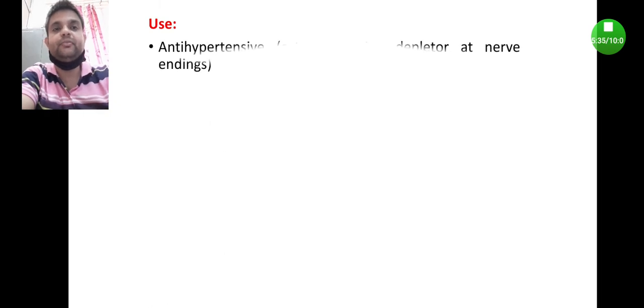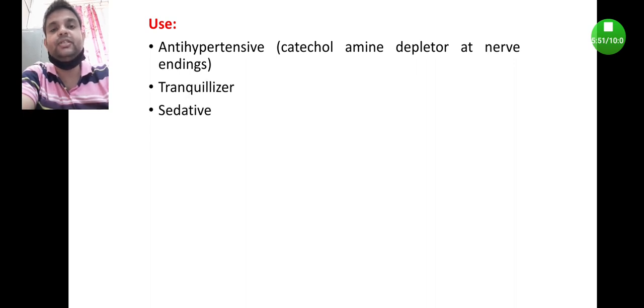Coming to its medicinal property, it is mainly used as an antihypertensive drug because it is a catecholamine depleter at the nerve ending. That's why it is known as an antihypertensive drug. Moreover, it is also used as a tranquilizer and sedative.